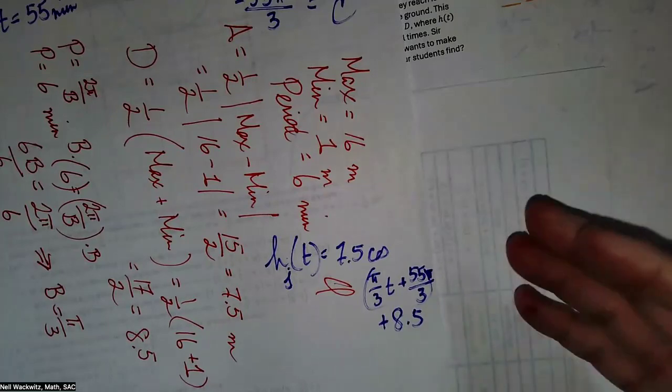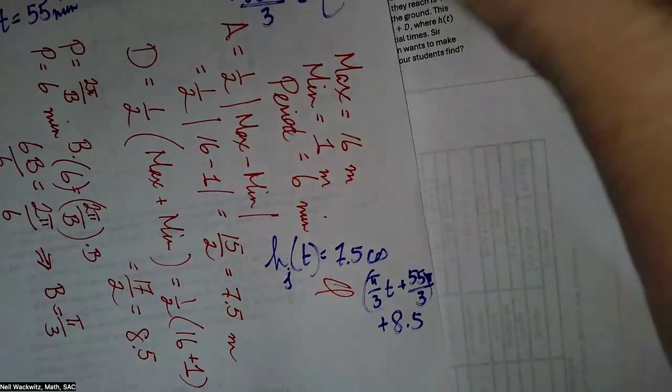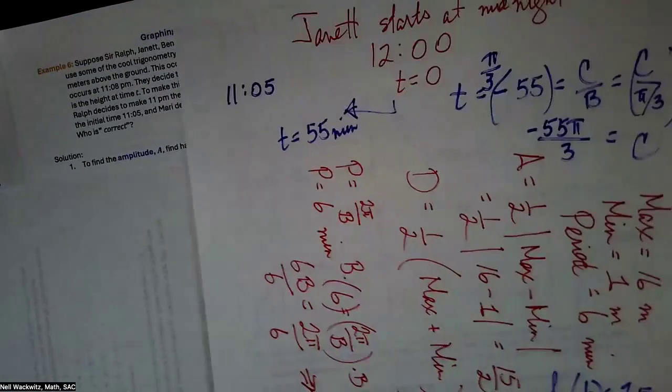So for extra credit, I want you to write up the Ralphs, Ben's, and Mari's. And then I want you to just think about who's correct. Is somebody's better than another? Or more correct? It would be more correct if they're better.